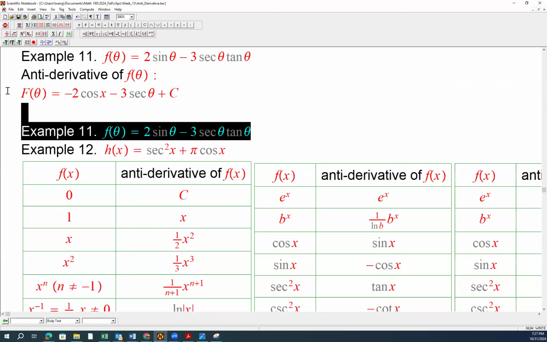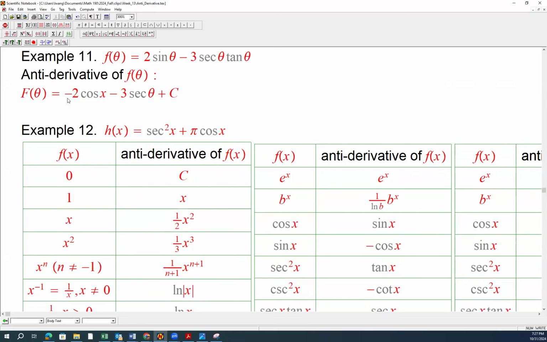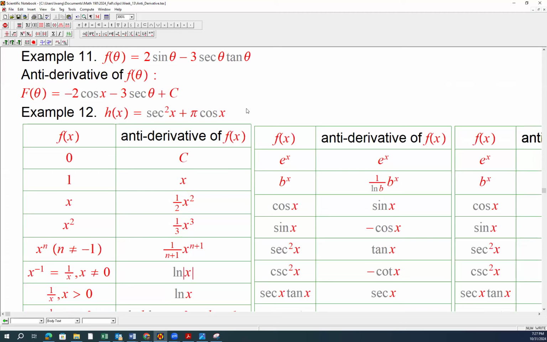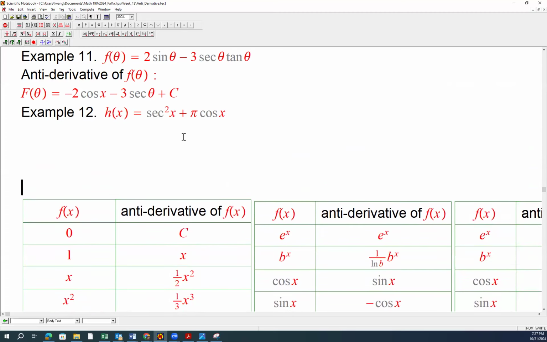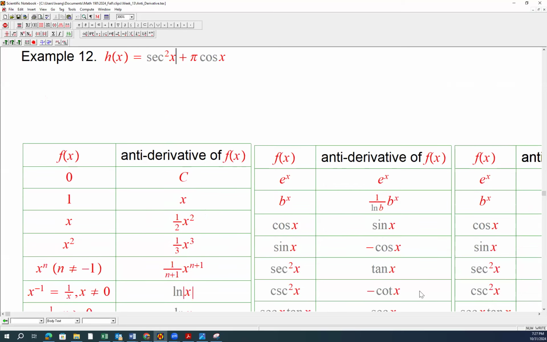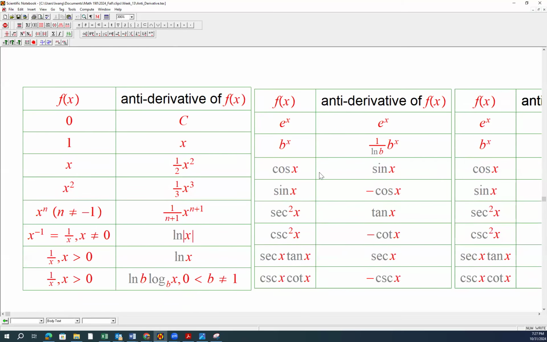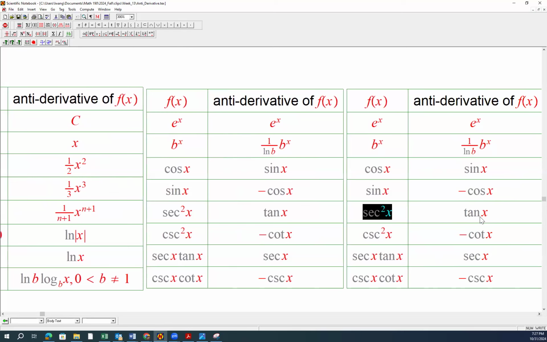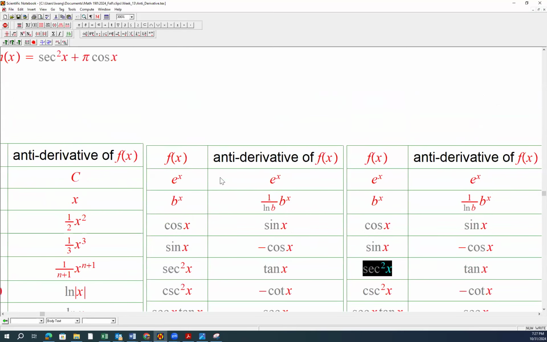We already did 11. So let's do 12. Okay. Secant squared. The antiderivative of secant squared is tangent, right? So we have the antiderivative of secant squared is tangent. Right there. Okay. And what else?